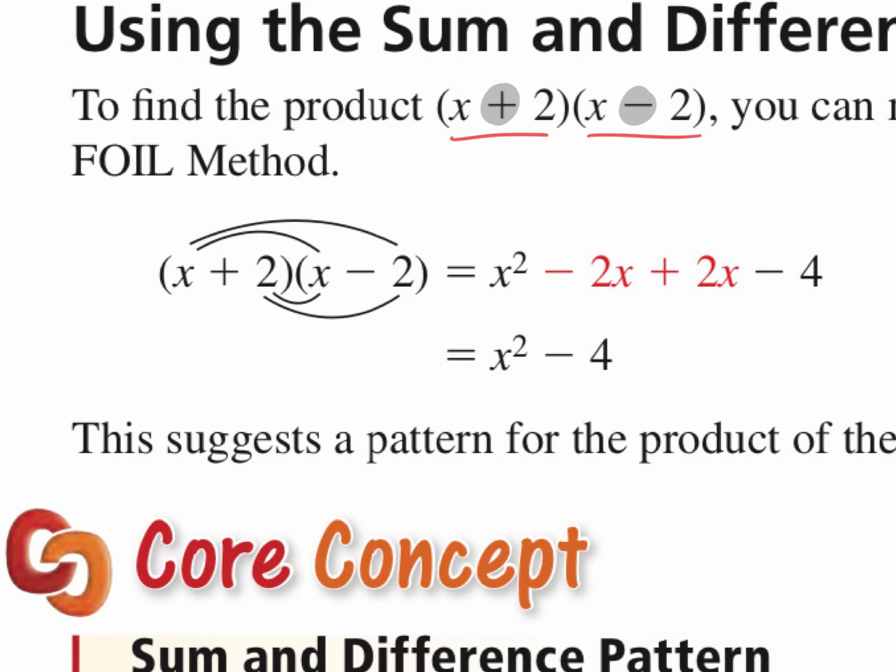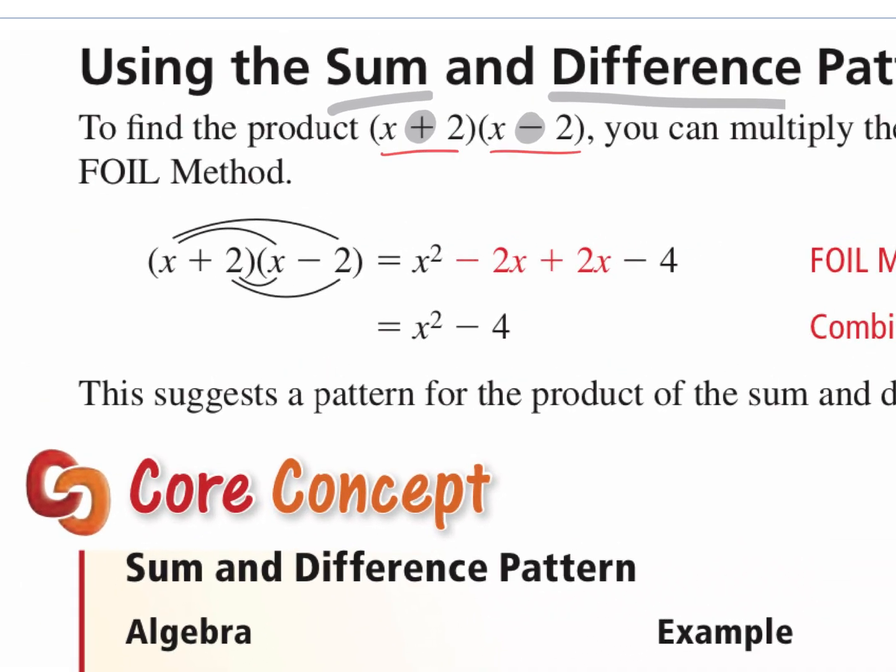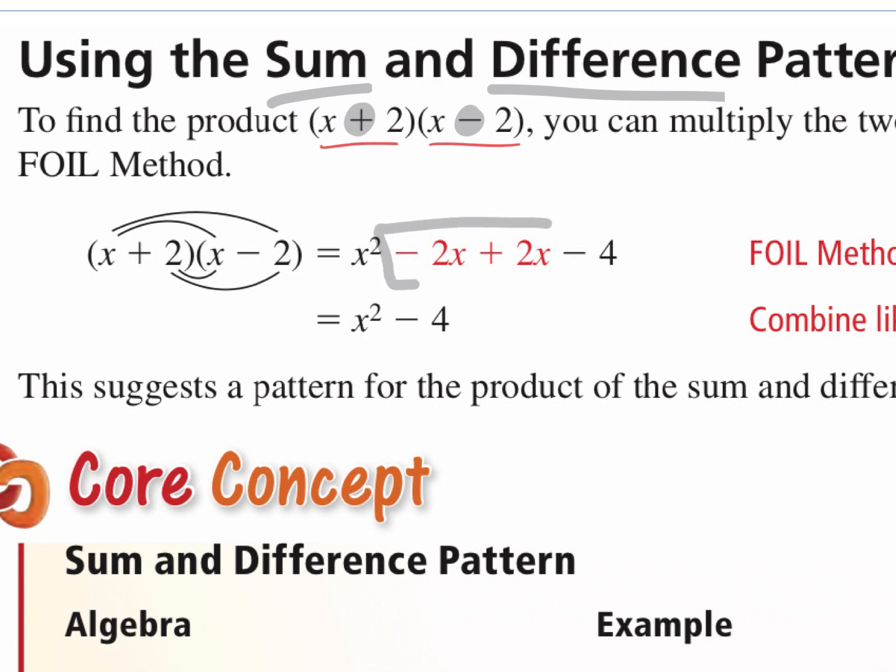One is going to be a plus sign, in other words, hence sum, and the other one's going to be a minus sign, hence the word difference. This is how we get the sum and difference pattern, okay? Now, what happens when you use this formula is the middle terms, the negative 2x and the positive 2x, cancel. So you only have the first and the last terms.